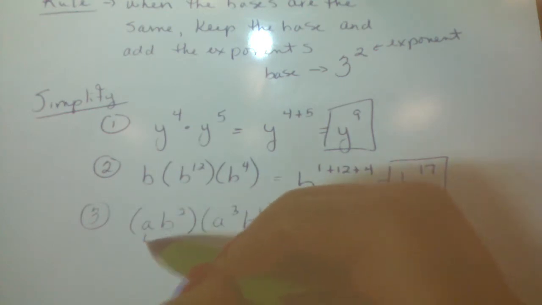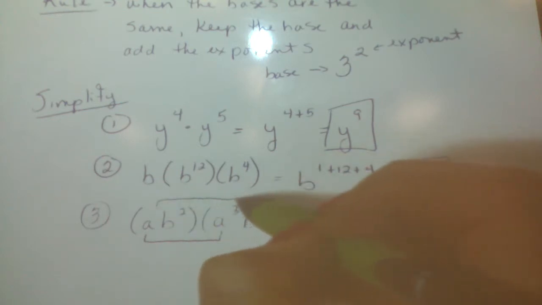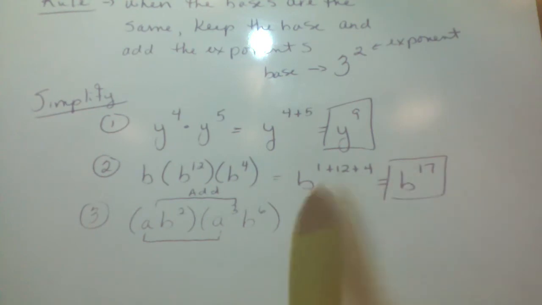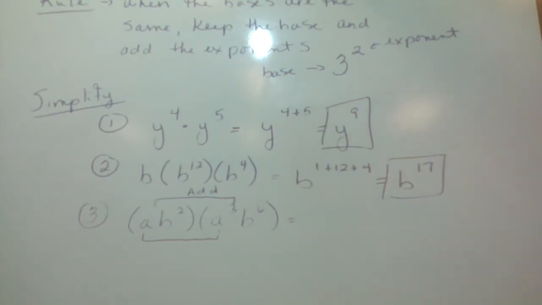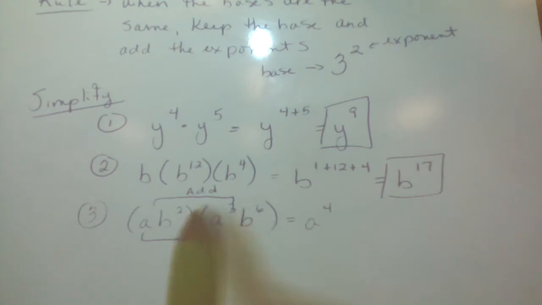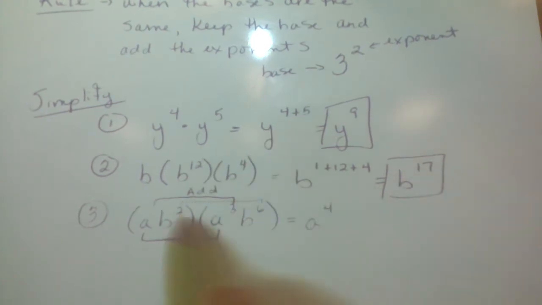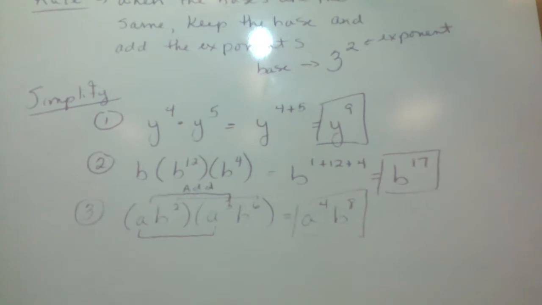So if I take a look at the a's, I'm going to add these exponents. So that's 1 plus 3. I'm going to stop writing this addition piece now. I did it for the first couple of problems. I'm not going to do it for the remaining ones. All we're doing is 1 plus 3. That's giving us 4. And then I'm going to add the exponents on the b's. So 2 plus 6, that's giving us 8. So that's a to the 4th, b to the 8th.